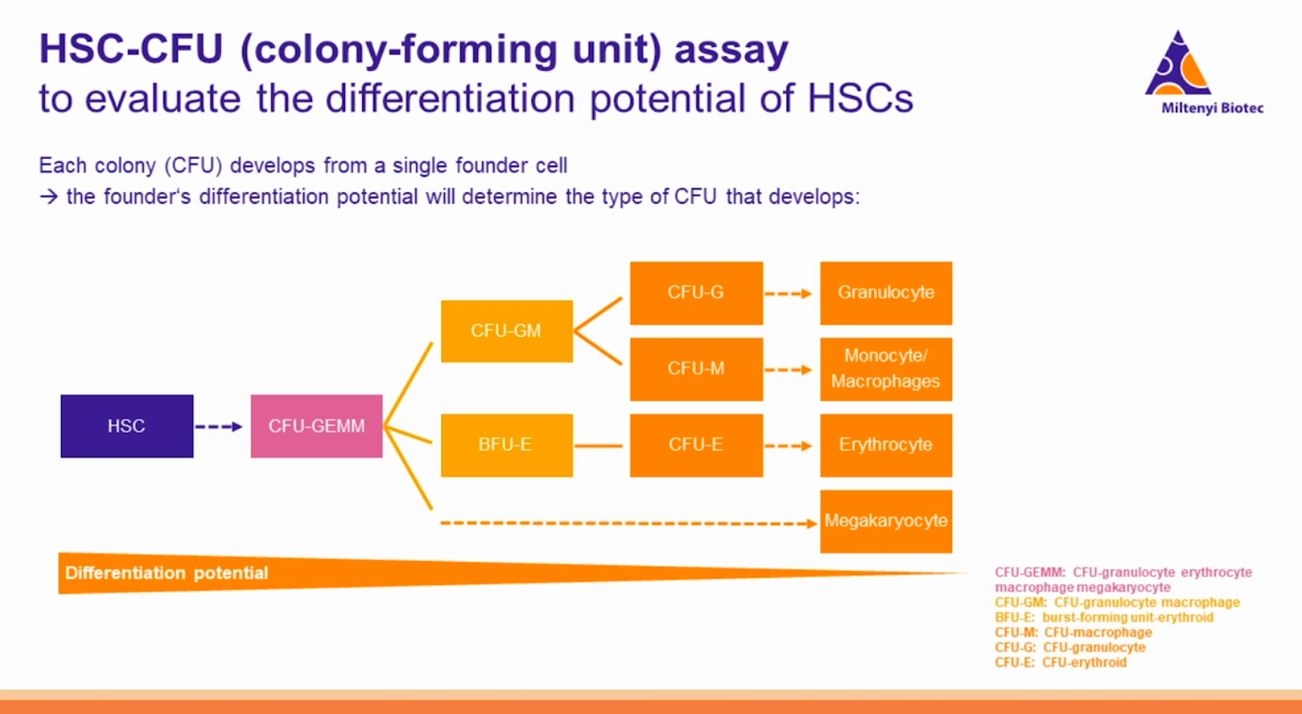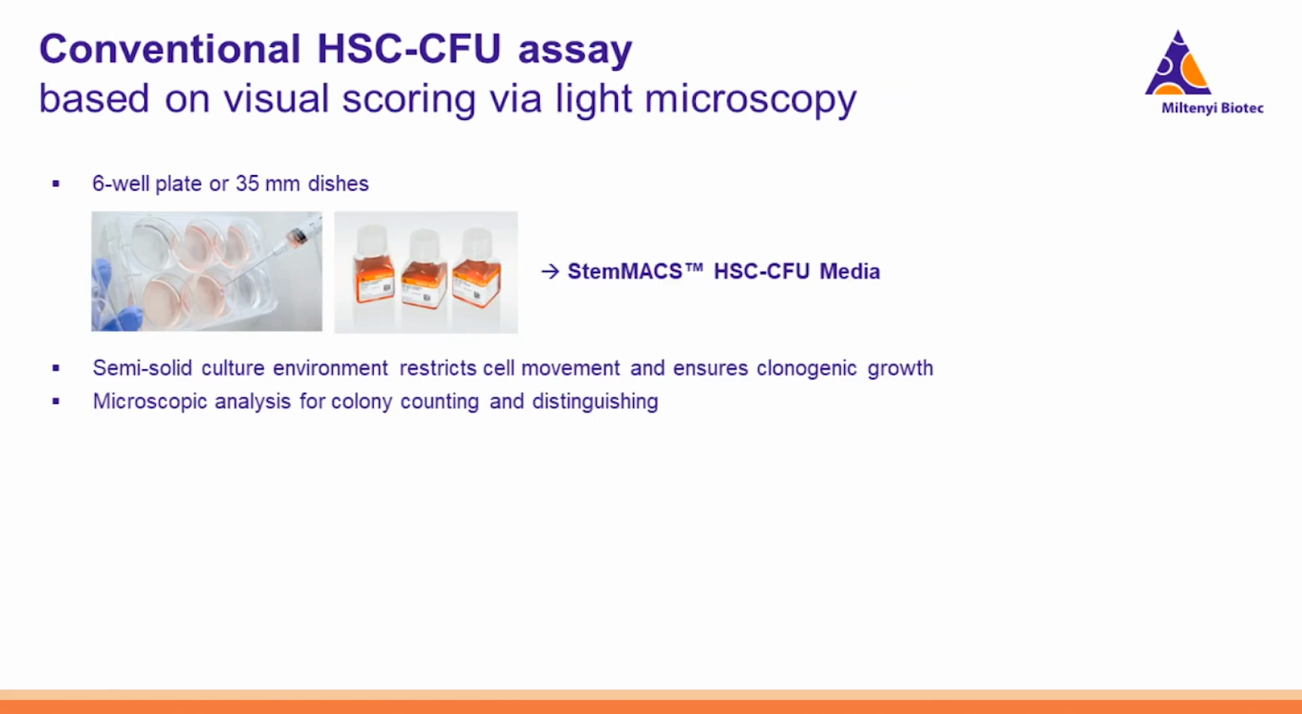In the HSC CFU assay, cells are cultured in a culture medium supplemented with growth factors that drive differentiation into the myeloid lineage, resulting in the outgrowth of distinct colonies, the colony-forming units, short CFUs. Each CFU develops from a single founder cell. Thus, the differentiation potential of the founder cell will determine the colony type that develops.